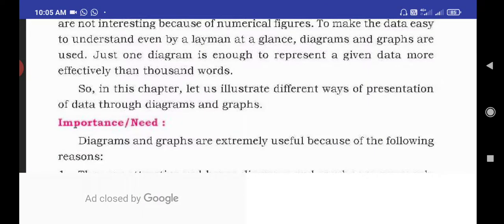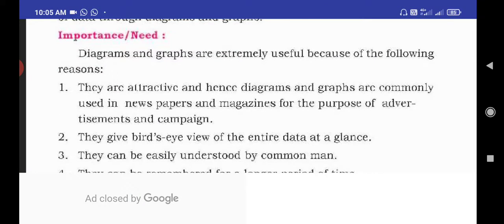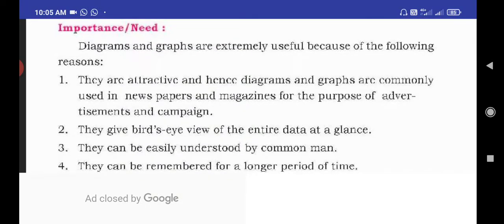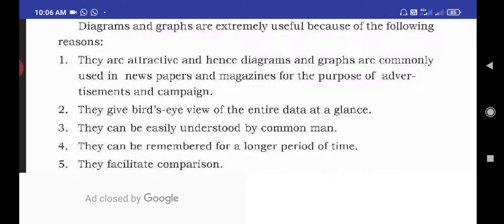Next we should know the importance or needs of diagrams and graphs. Diagrams and graphs are extremely useful because of the following reasons. Let us know what the reasons are. First, they are attractive, and hence diagrams and graphs are commonly used in newspapers and magazines for the purpose of advertisement and comparison.